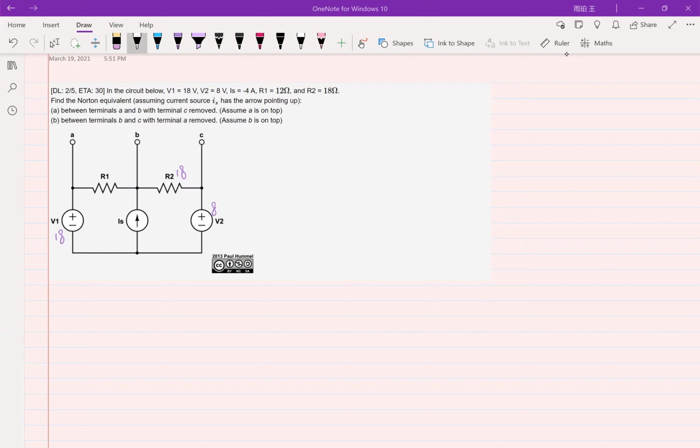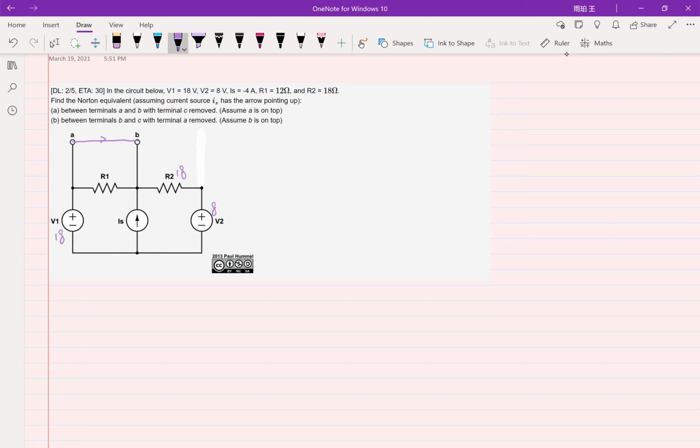So let's remove terminal C first, and let's pretend that's perfectly removed. The next thing we do is short circuit between A and B. Since we're assuming A is on top, the Norton equivalent current is flowing from A to B. Then all we need to do is a simple mesh analysis.